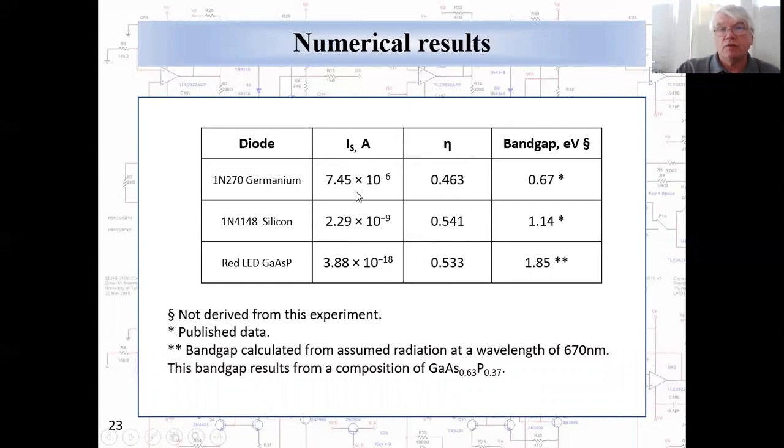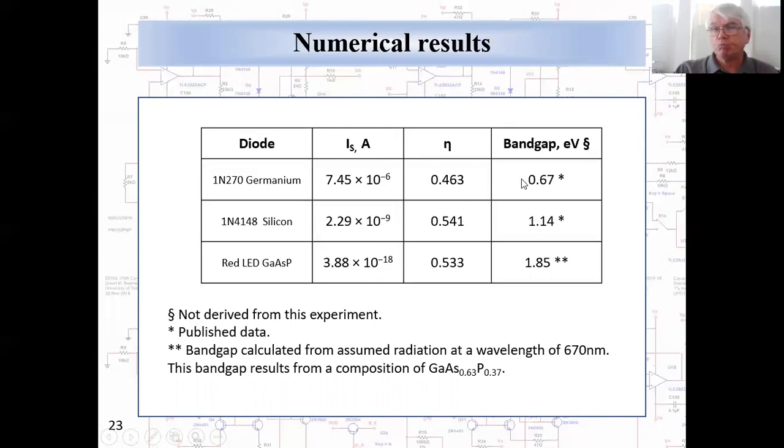And let's take a look at this. The saturation current of the germanium diode is about 7.4, 7.5 microamps. The saturation current of the silicon diode is 2.29 nanoamps. And the saturation current of the red light emitting diode was somewhere around 3.9 to 4 times 10 to the -18th amperes. Now, it would have been very difficult with ordinary laboratory equipment to have measured currents like these. But why the wide range of saturation currents?